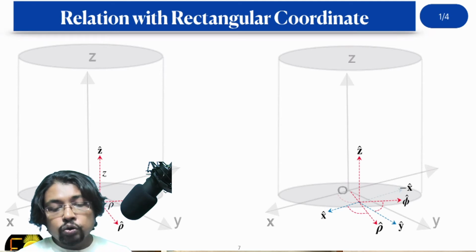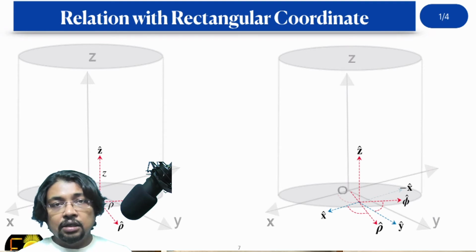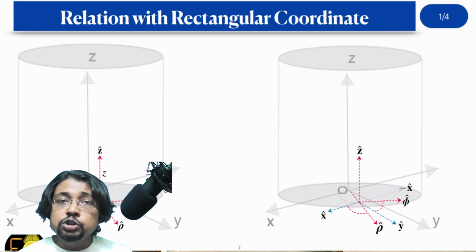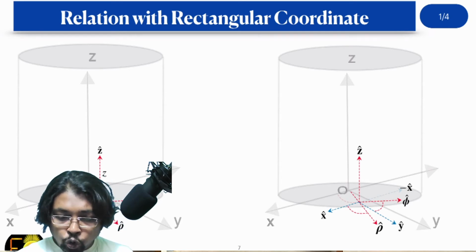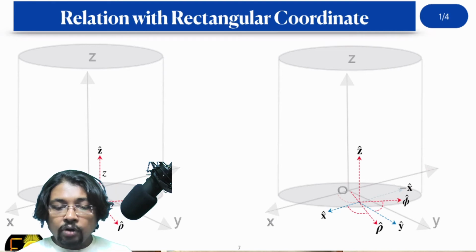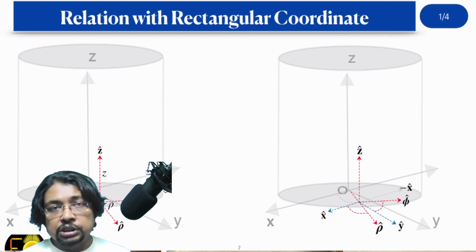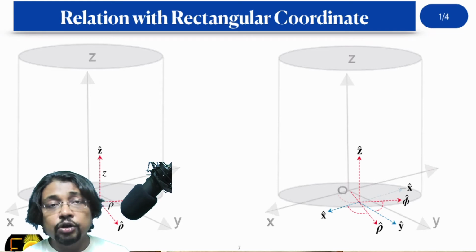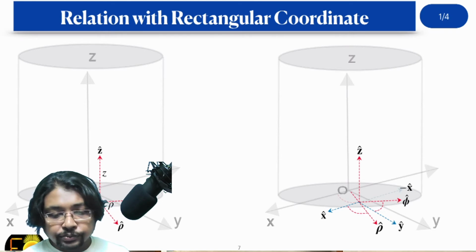Now, as we know, the x axis, y axis and z axis for the Cartesian coordinate system are mutually perpendicular to each other. In a similar manner, the rho axis, the phi axis and the z axis are also mutually perpendicular to each other. Although here they are not axes, that means not a rho axis, not a phi axis, not a z axis, but the directions also follow the axes and should be perpendicular to each other.